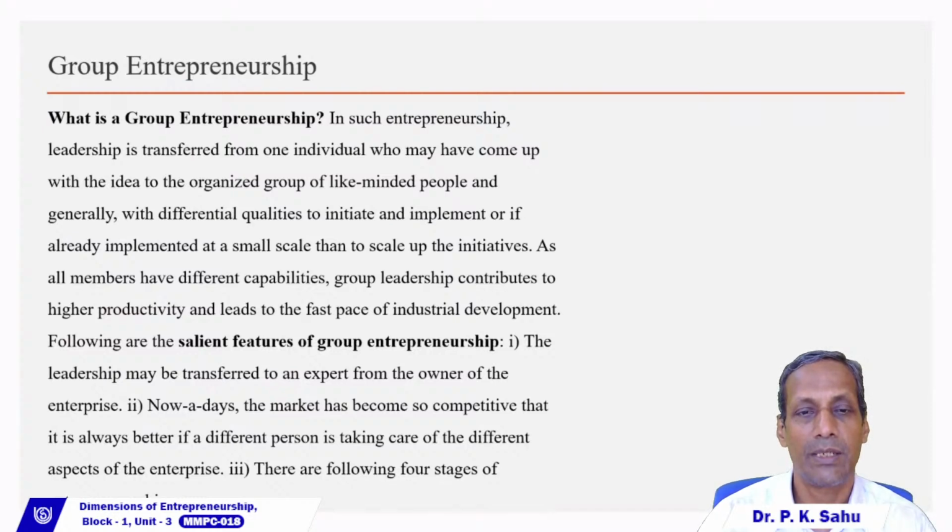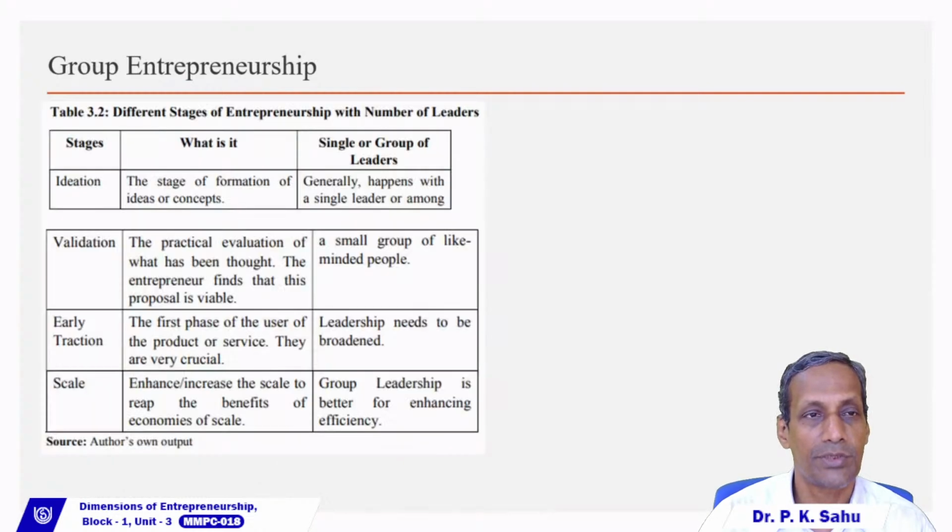Nowadays, the market has become so competitive that it is always better if a different person is taking care of different aspects of the enterprise. There are following four stages of entrepreneurship. The first stage is ideation. The second stage is validation. The third stage is early traction, and the last stage is scale.